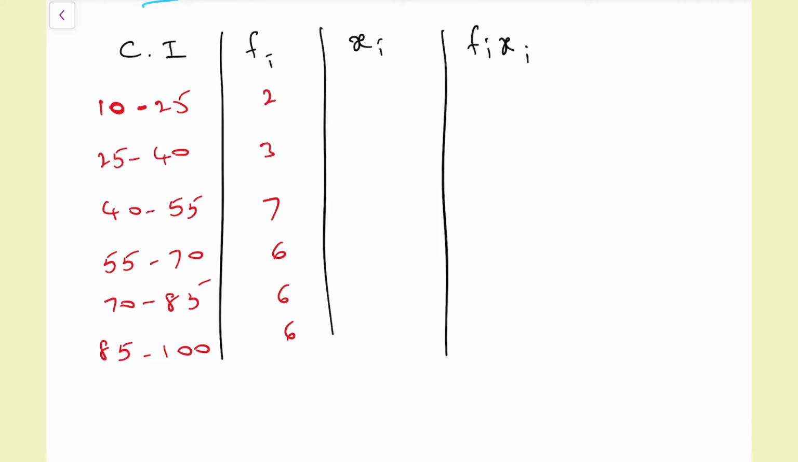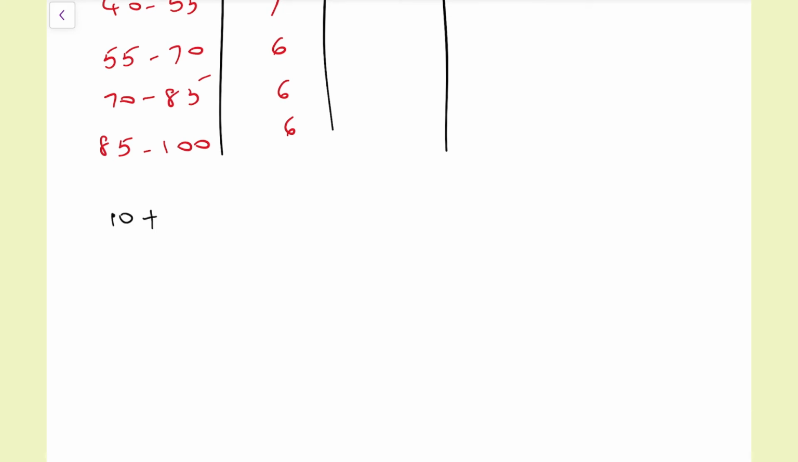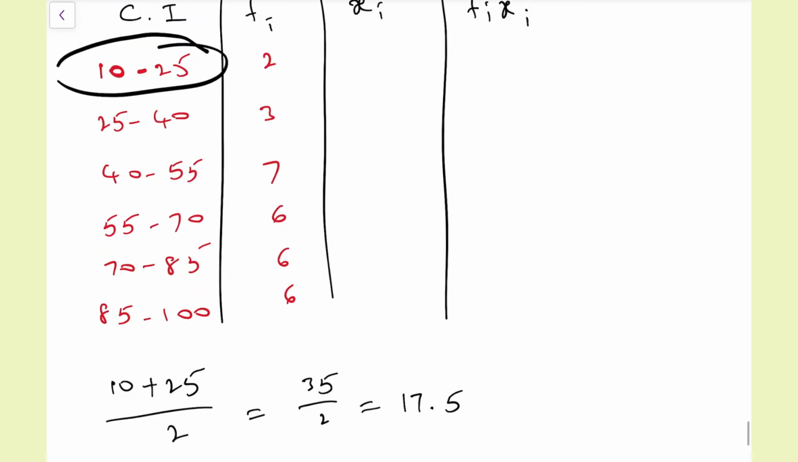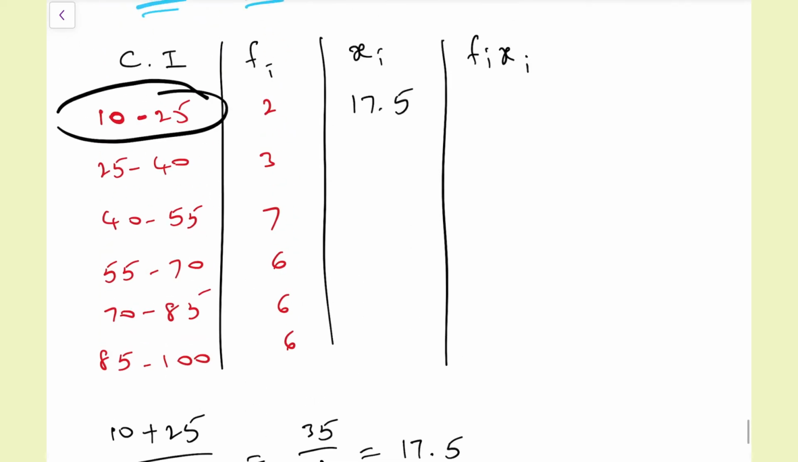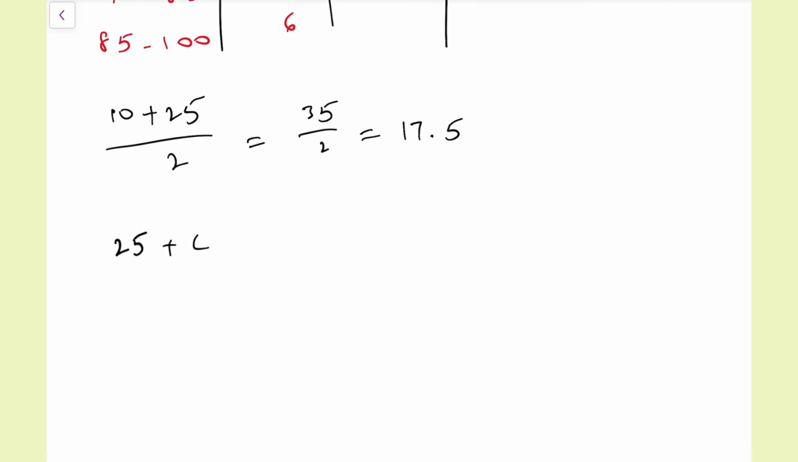Next, coming to Xi, that is class marks. How will we find the class marks? First, take the first class interval, 10 to 25. 10 plus 25 by 2. 10 plus 25 is 35, by 2, 17.5. So write that 17.5 in the first row of Xi. Next, the second one, that is 25 to 40. Take the average of it. 25 plus 40 divided by 2. 25 plus 40 is 65, by 2, that is 32.5. So right here, 32.5.